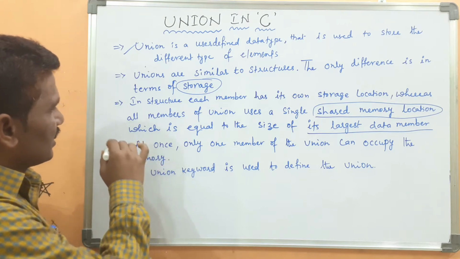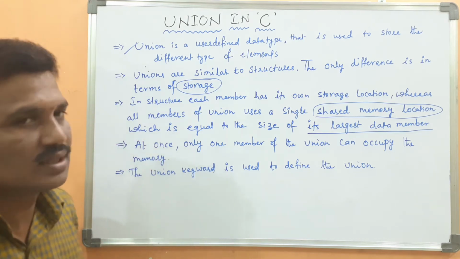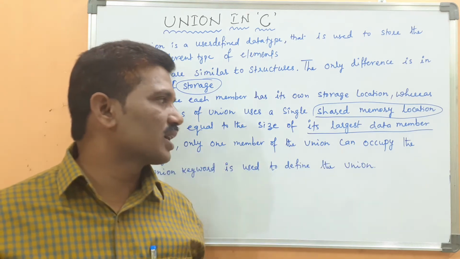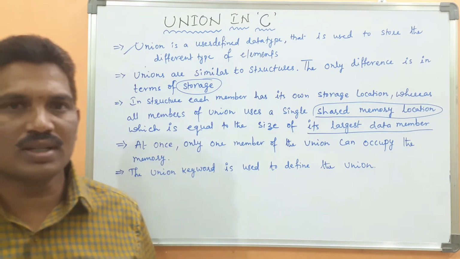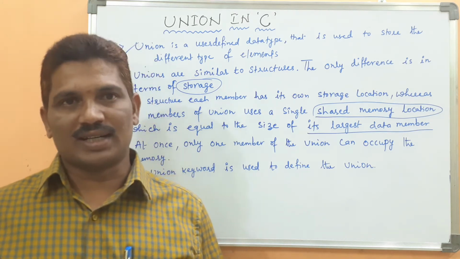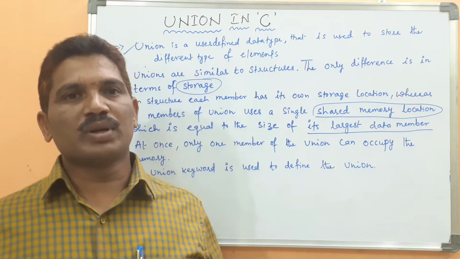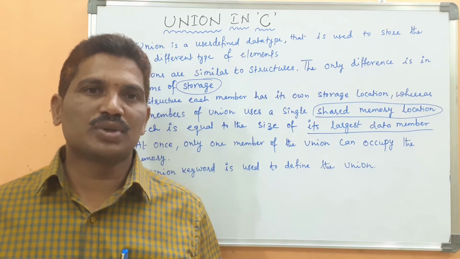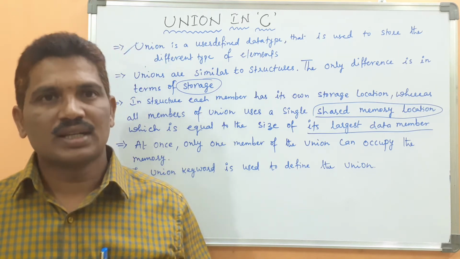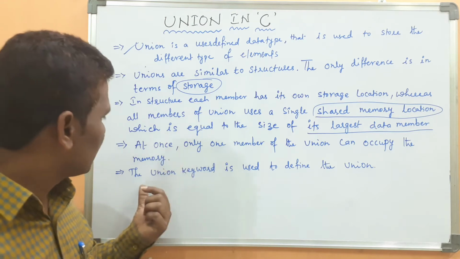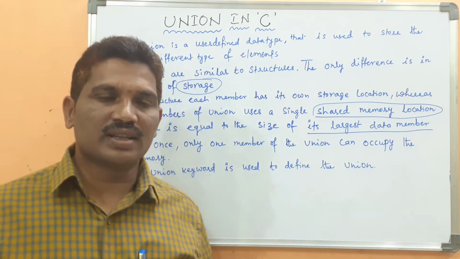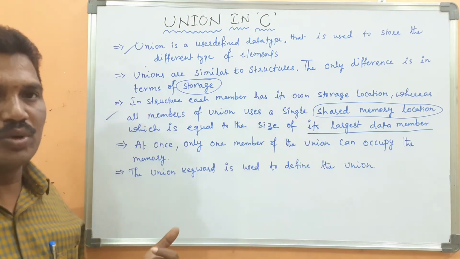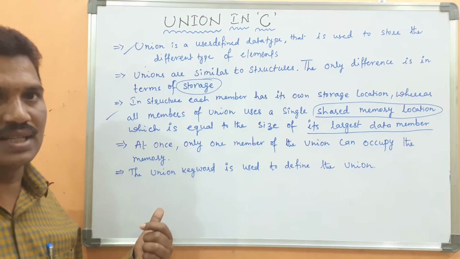You can see that one of the disadvantages of the union is that at once only one member of the union can occupy the memory, because all variables share the same address space. That's why at a time only one member can be stored in that memory location. The union keyword is used to define the union. How the allocation of memory differs between structure and union, we will see.